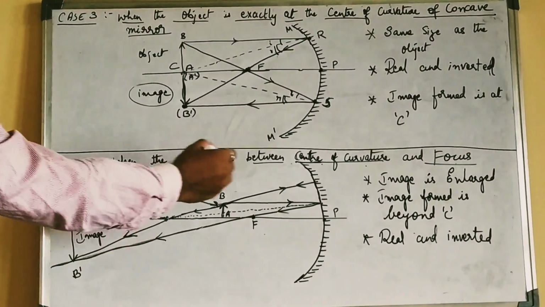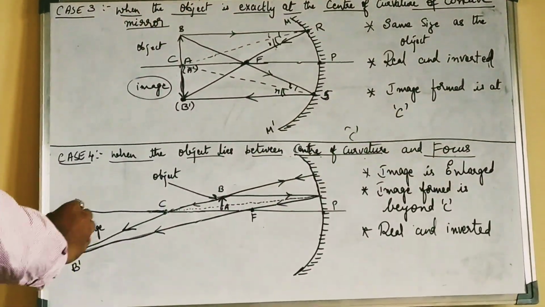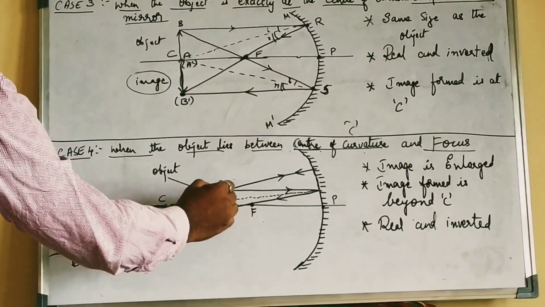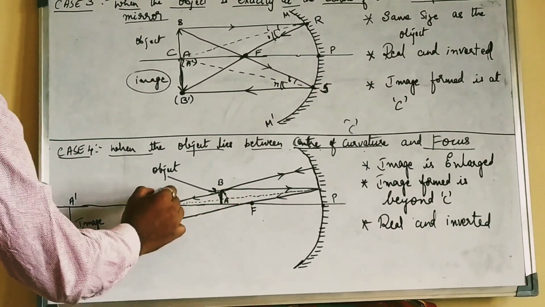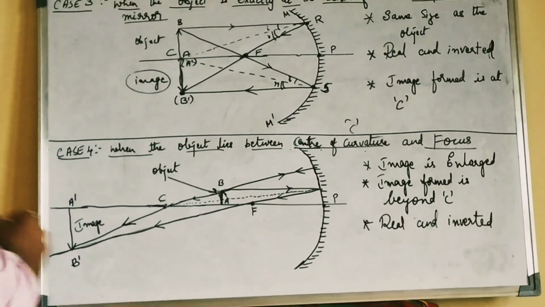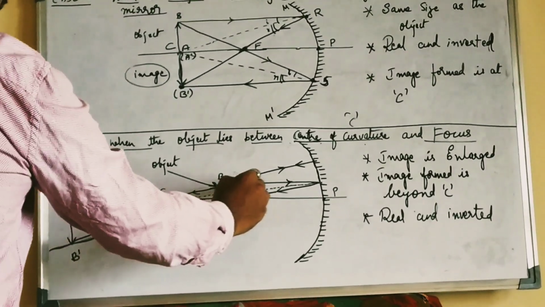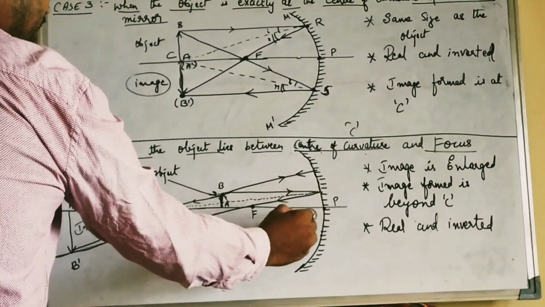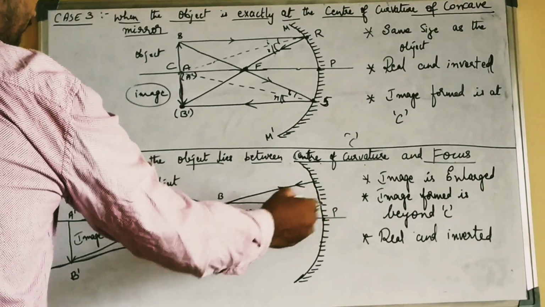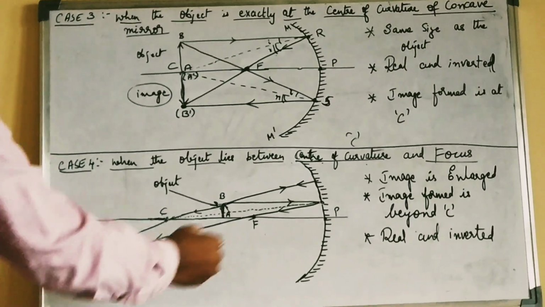Okay. Now, when the object is between the center of curvature C and the focus. Now you can see here, there is an object. When the object is between center of curvature and focus, AB is the object and an incident ray is parallel to the principal axis and it strikes at some point and it gets reflected along the principal focus and it travels further.